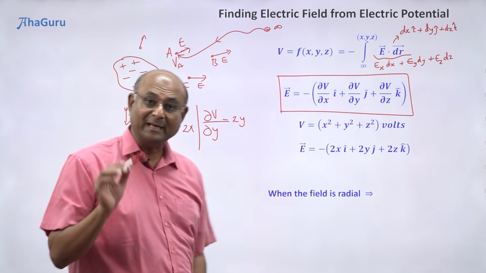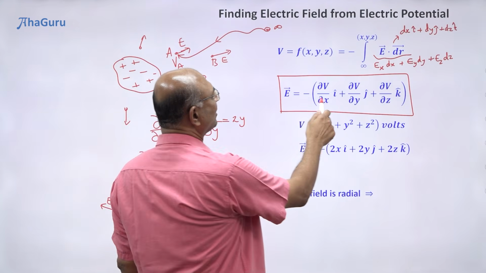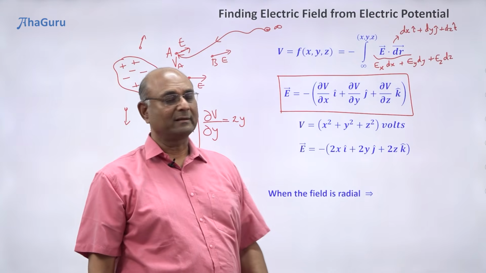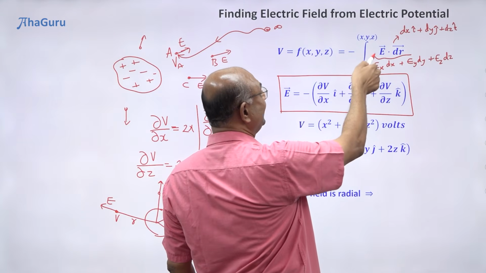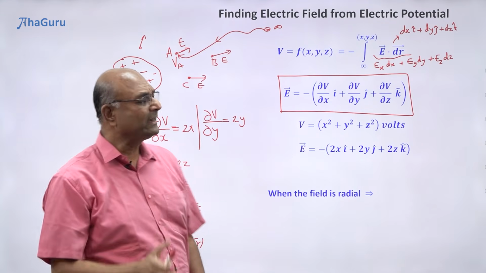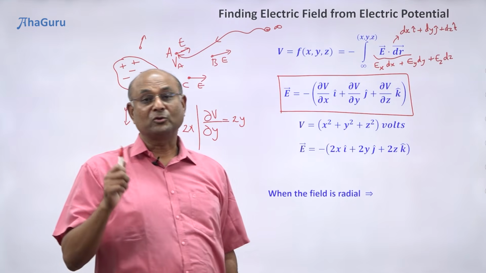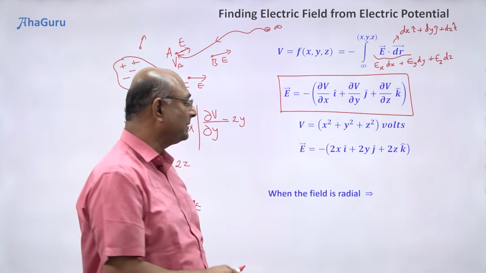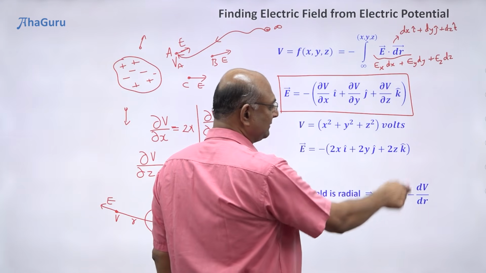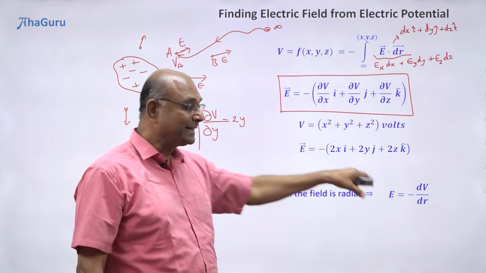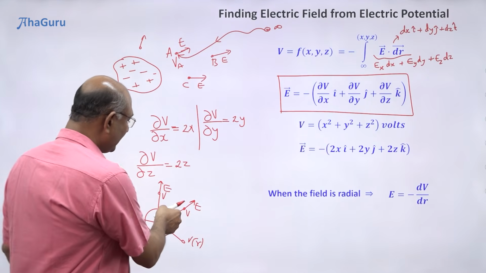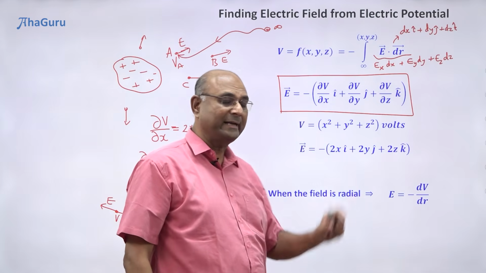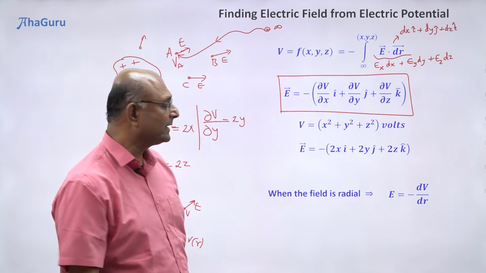So when you're given V as a function of r, you don't have to do all of this. Because E dot dr, E is in the direction of dr. So it will be E dr will give you, right, V. The integral will give you V. So dV will be minus E dr. And so E will be minus dV by dr. What will be the direction? Direction will be radially outward. So radially outward. I have not given the direction here. I am just writing minus dV by dr. You have to say radially outward.